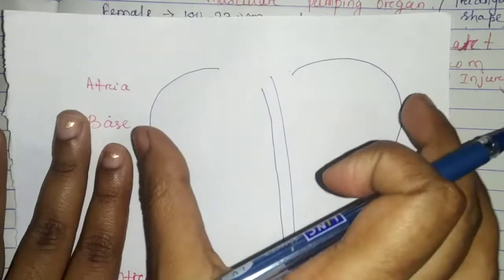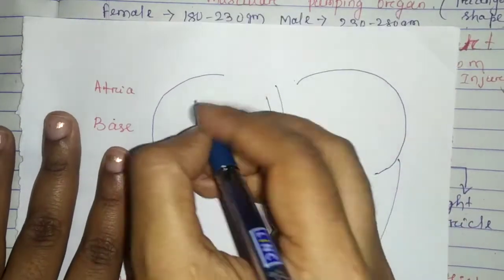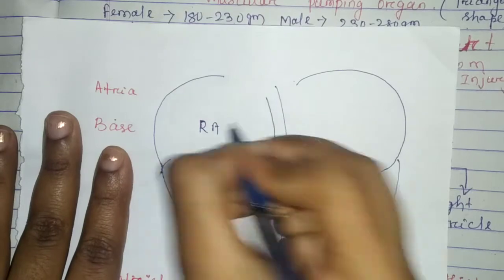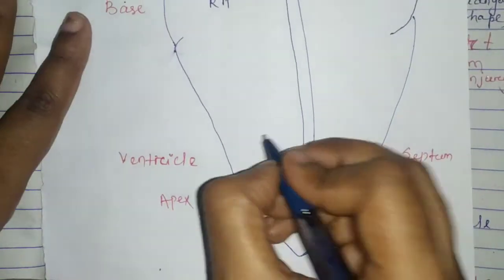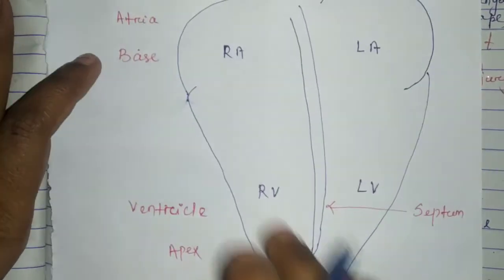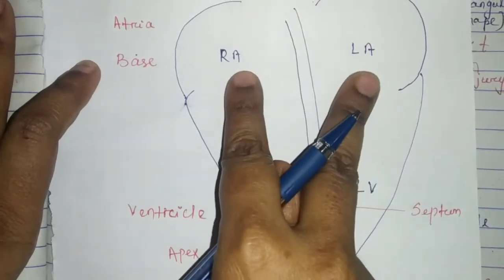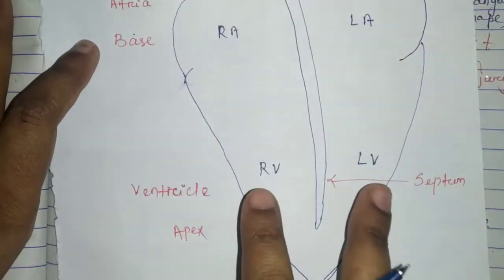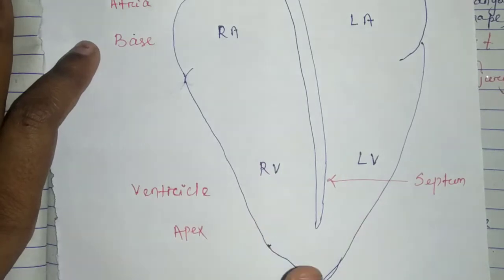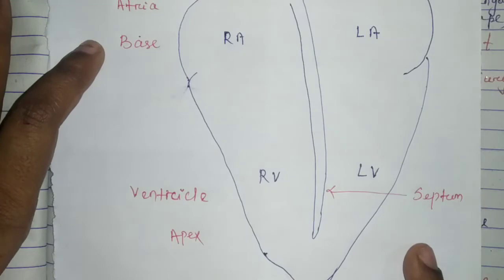The atria are also divided into left and right: this one is your right atrium and this is the left atrium. Same with the ventricles, right ventricle and left ventricle. So that means the heart has four chambers: two atria and two ventricles, the auricular region and the ventricular region.